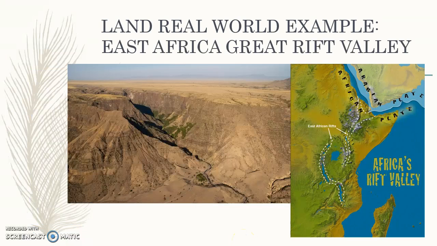A real world example on land would be the East Africa Great Rift Valley. And so this is what it looks like if you were to go there. And then here's an overview of it. So it's clearly the African and the Arabian plate separating, and it's caused by the plate separating, obviously.